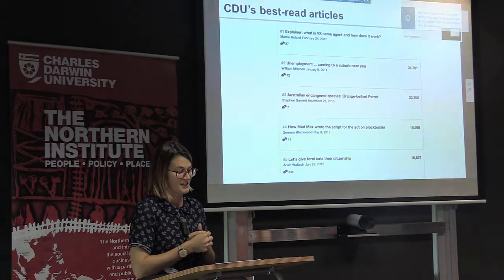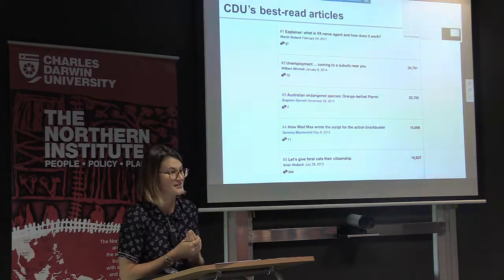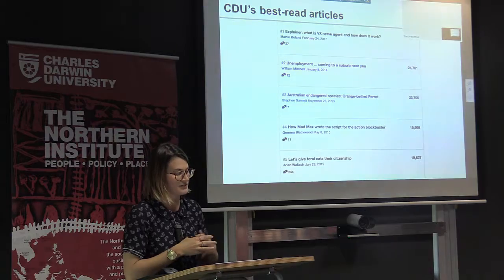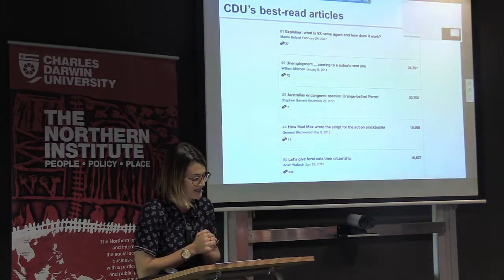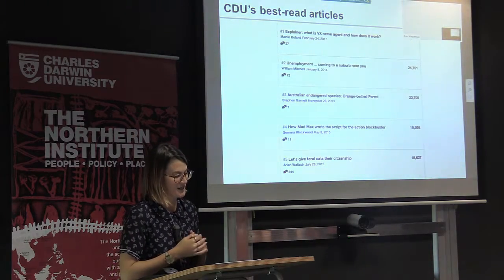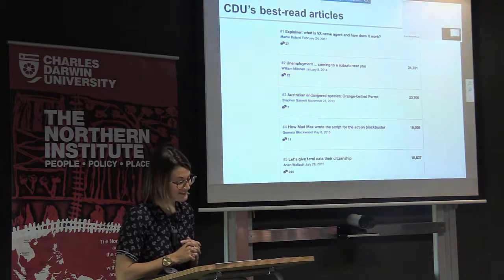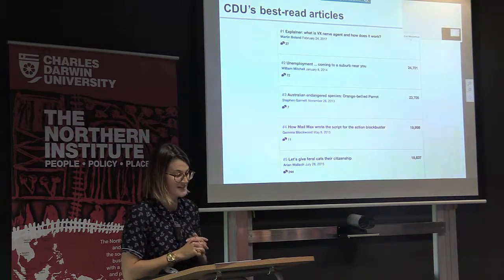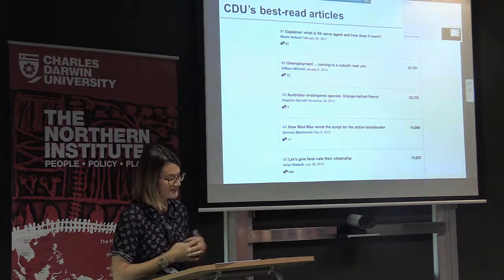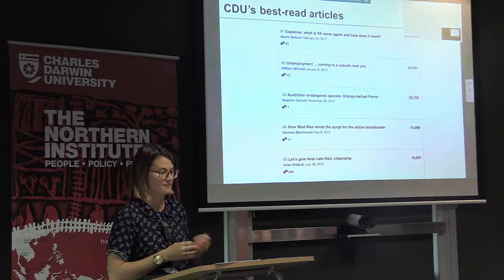Here are a few of CDU's best read articles, the top one being the most recent, which is great to see. The reason I'm showing you this is to highlight how varied the topics are that have got readers' attention. Here we have pieces that range from the endangered orange-bellied parrot to an explainer on what is VX nerve agent and how does it work. So you're not limited for things to talk about, and the only criteria is that you back up your idea with research.